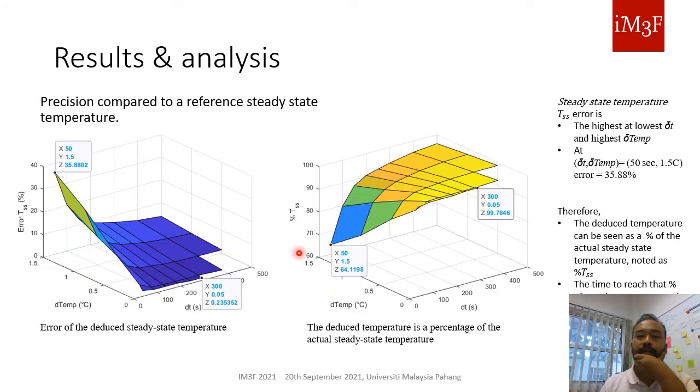So we also computed the precision. The precision is the precision of the steady state temperatures found compared to a reference steady state. Of course, it's the inverse of the graph that we found previously. When the time to find the steady state temperature is shorter, the error that we found is larger. Here we listed the pair of DT and DTemp that give the largest error, and also the pair that gives the smallest error.